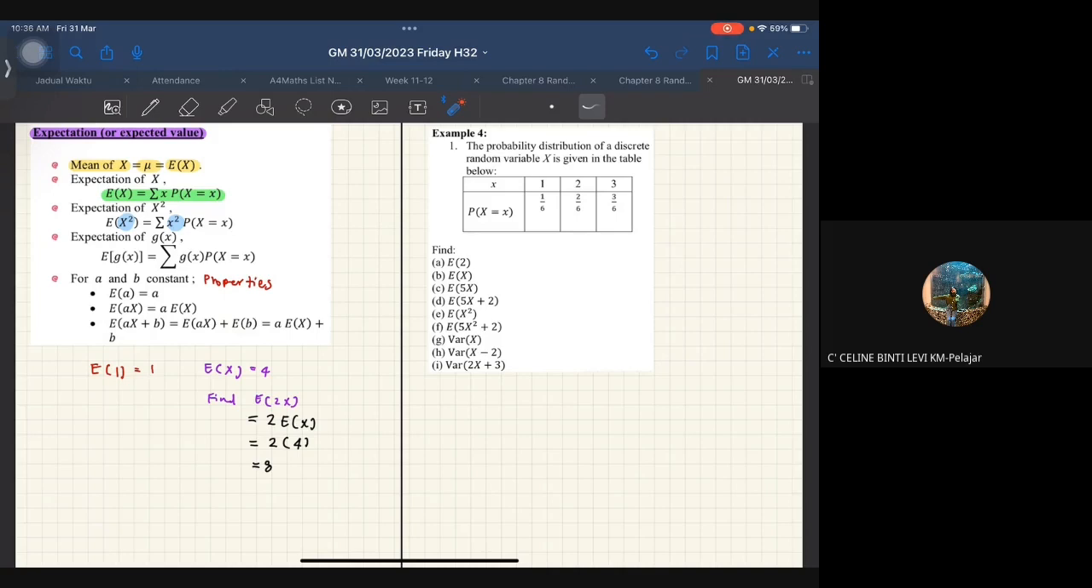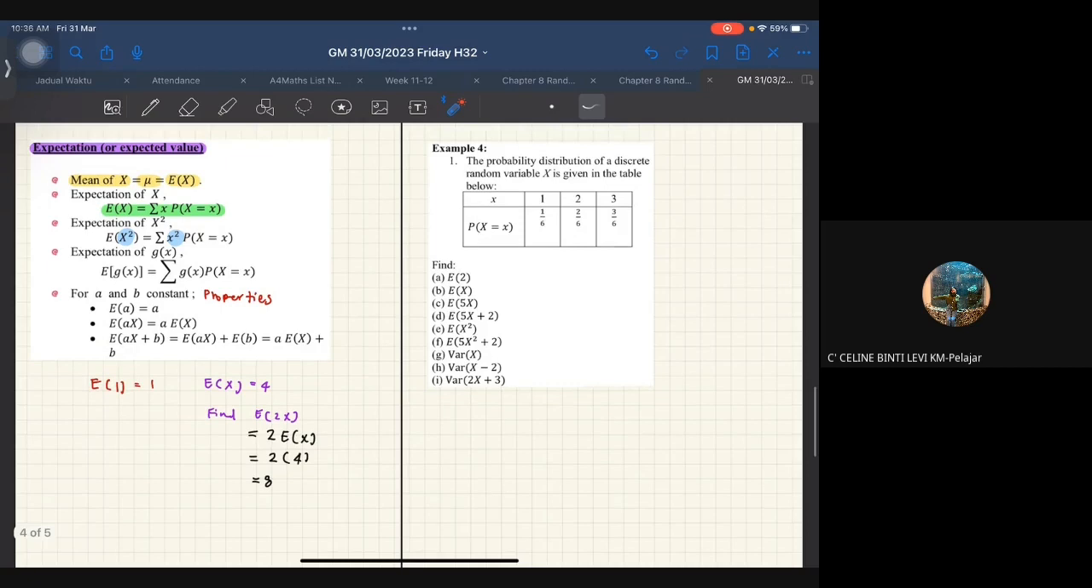Okay, so jom kita terus buat example. Let's do example for number 1. Okay, so for the first question, for part A. So kita minta, soalan minta kita cari E2. So what is your answer for E2? 2. Betul, exactly. Terus dapat 2.